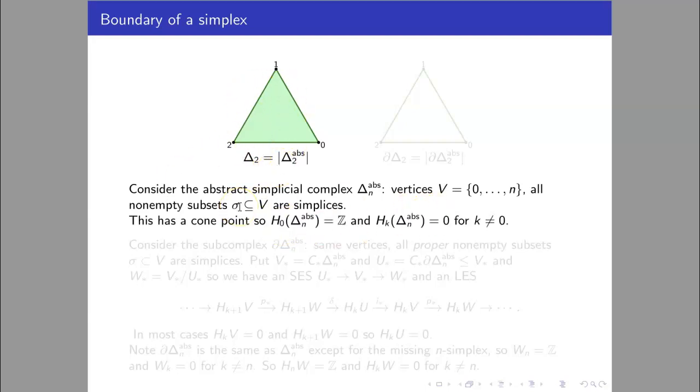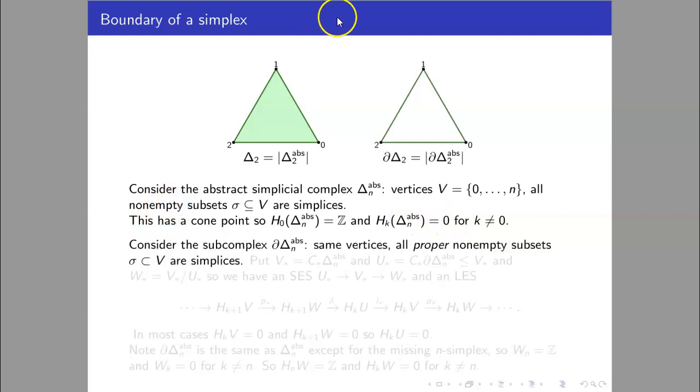Okay, well, it's got a cone point. We mentioned this before. We can just choose any vertex, and that's always going to be a cone point. And for any complex that has a cone point, the homology is very simple. You just get Z as H0, and the other homology groups are trivial.